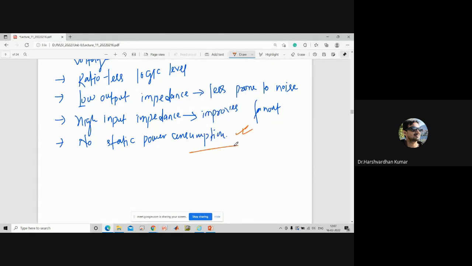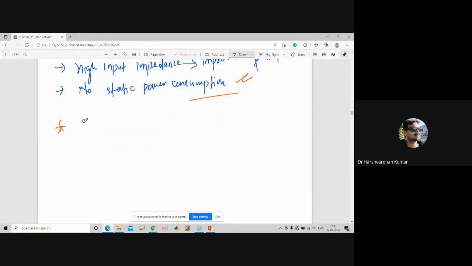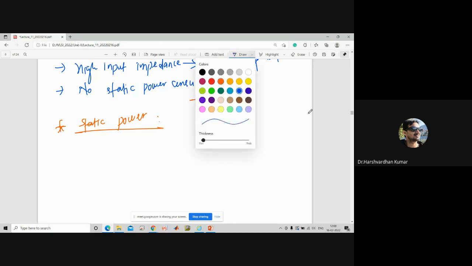So what do you mean by static power consumption? First we need to understand what static power is. Static power basically means that when the device is not operating, that is, the CMOS inverter is not switching between 0 and 1 or 1 to 0, then we can define that the device is in static operation.